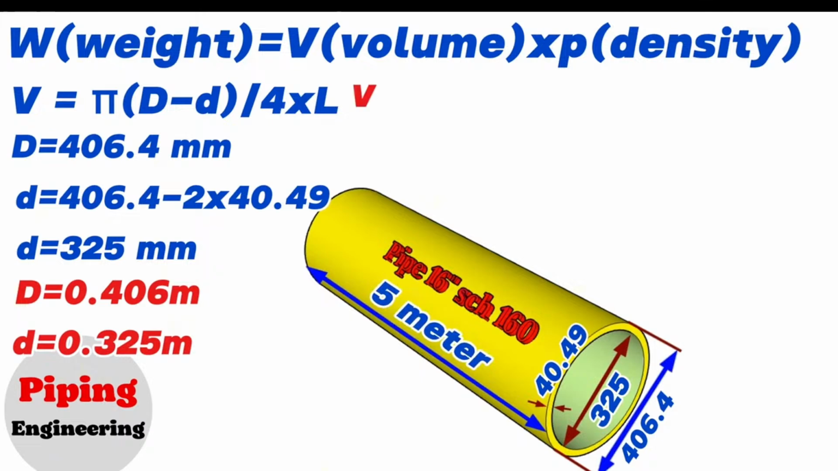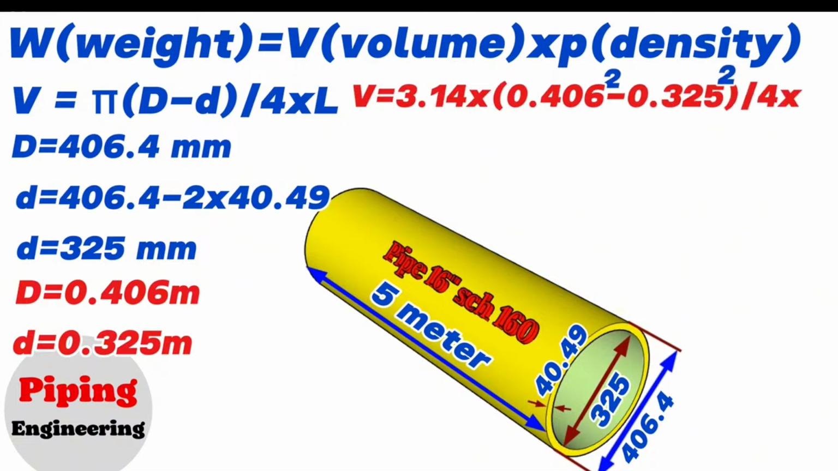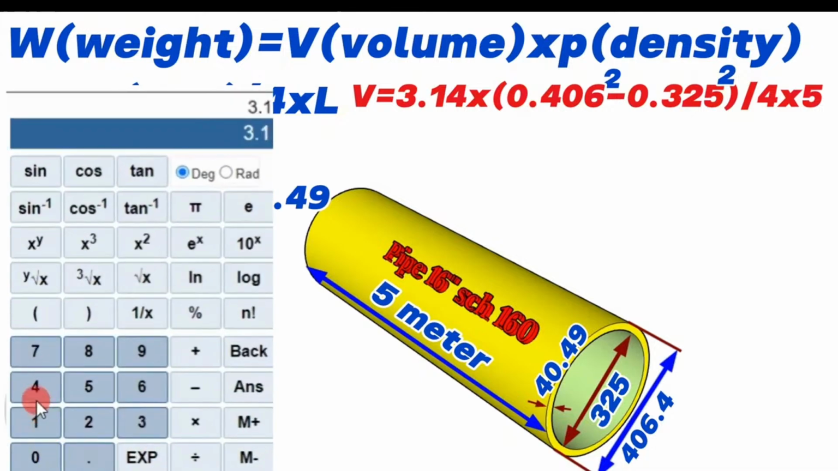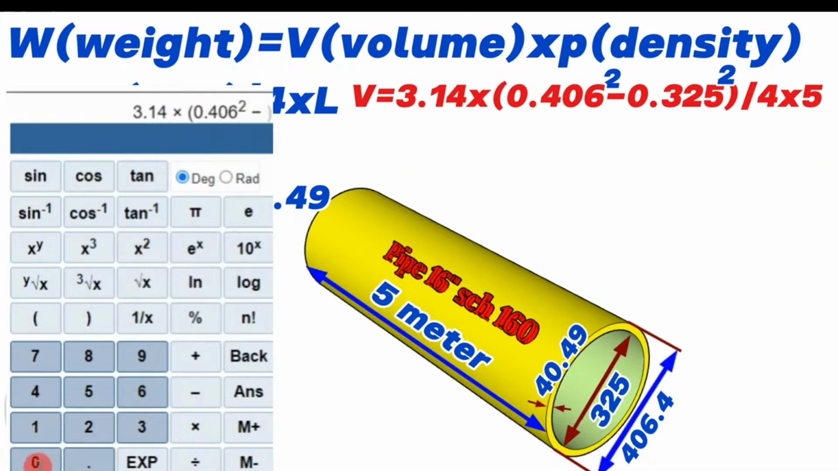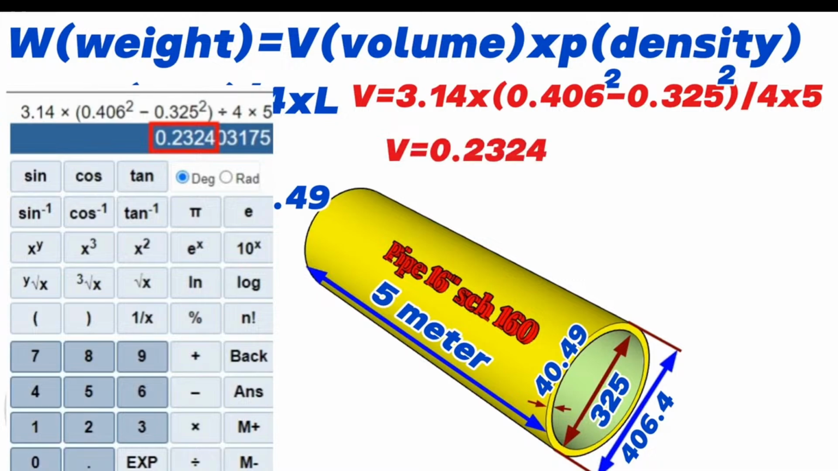The volume of the 16-inch pipe in our example will be equal to 3.14 multiplied by the brackets of the squared 0.406 minus the squared 0.325, divided by 4, multiplied by 5 meters. Using the calculator, we find that 3.14 multiplied by the brackets of the squared 0.406 minus the squared 0.325, divided by 4, multiplied by 2 will be equal to 0.2324. So, we calculated and found that the volume of the 16-inch pipe in our example will be equal to 0.2324 cubic meters.